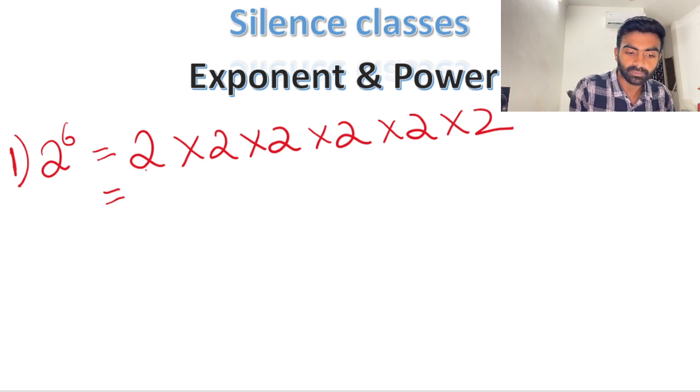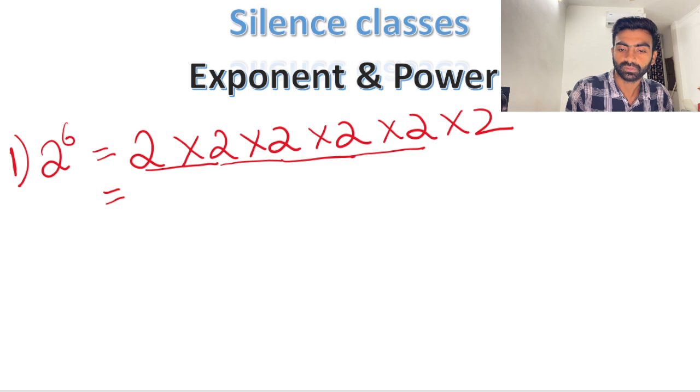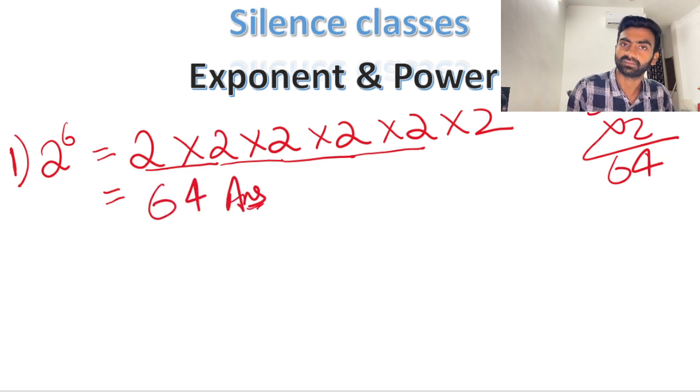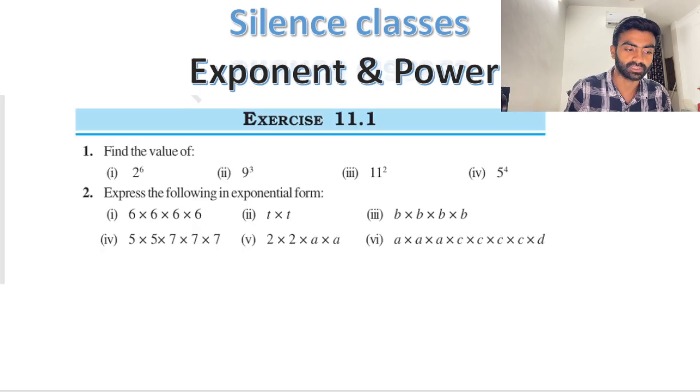So 2 multiplied by 2 is 4, 4 multiplied by 2 is 8, 8 twos are 16, and 16 twos are 32, and 32 multiplied by 2 will be 64. 2 to the power 6 is 64, and 64 is the answer. Now let's move to question number 2.